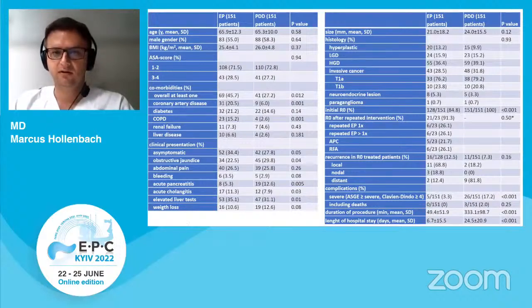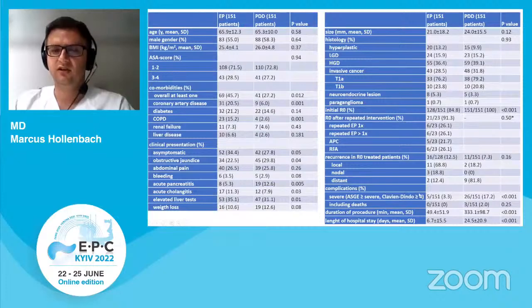However, if you have a look at the repeated interventions, we could show that if you perform another EP, or another 2 or 3 EPs, or in combination with an ablation therapy such as argon plasma coagulation or radiofrequency ablation, then we were able to increase the rate of complete resection to 91.3% in the EP group, and this was not statistically significantly different between the groups. Also, there was no significant difference in recurrences between the groups.